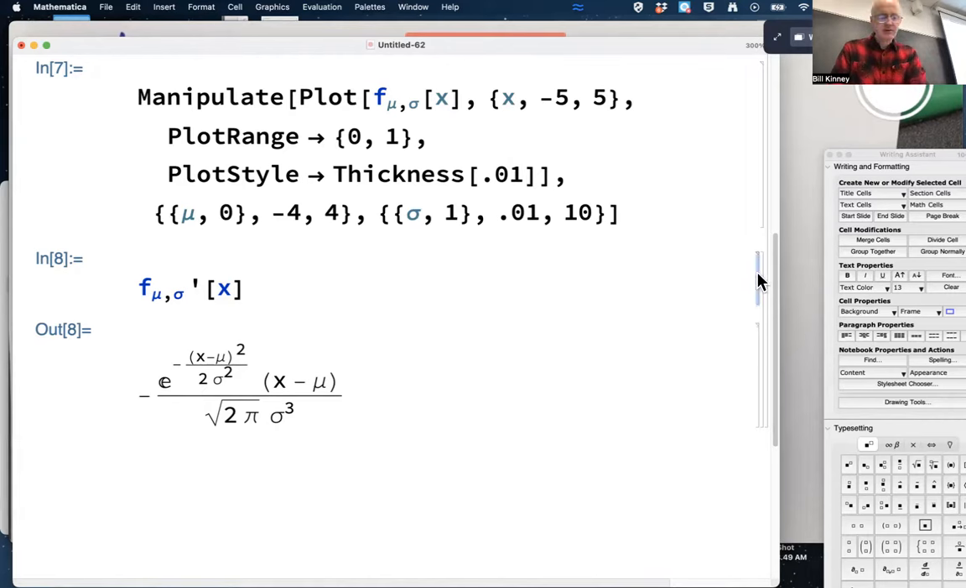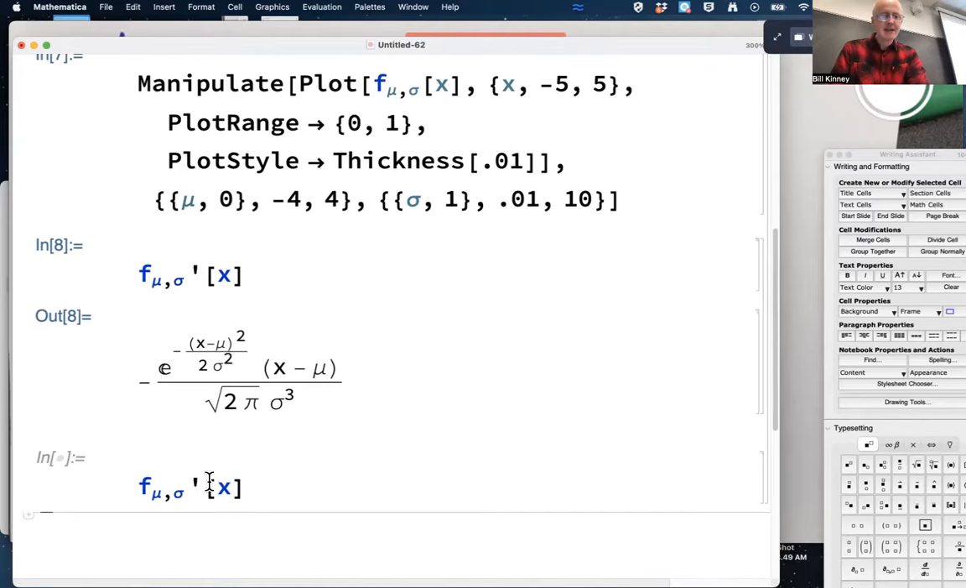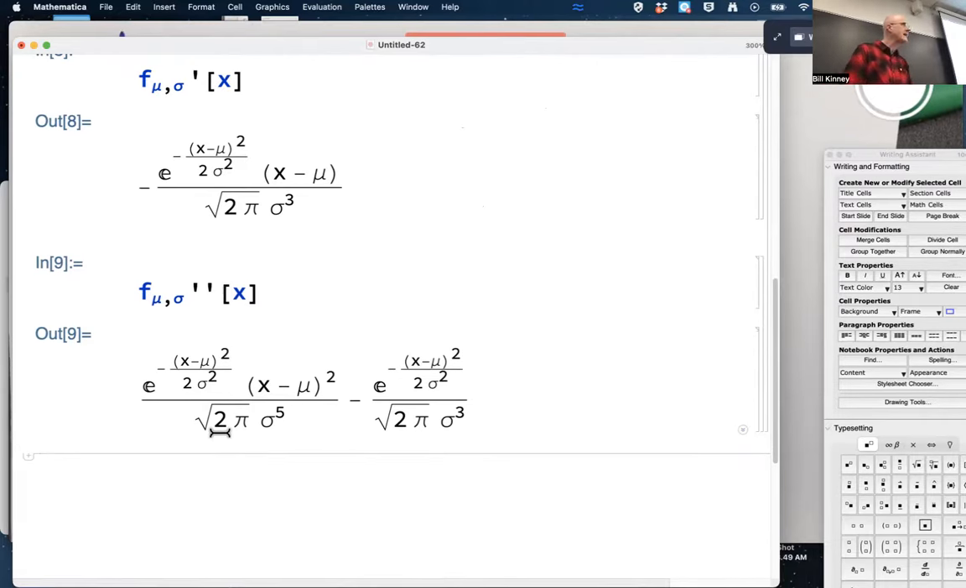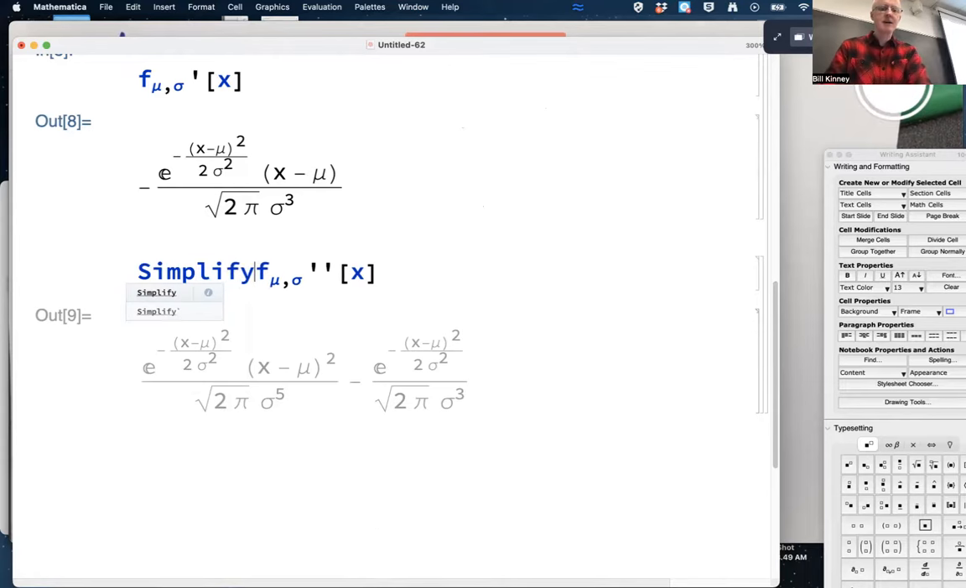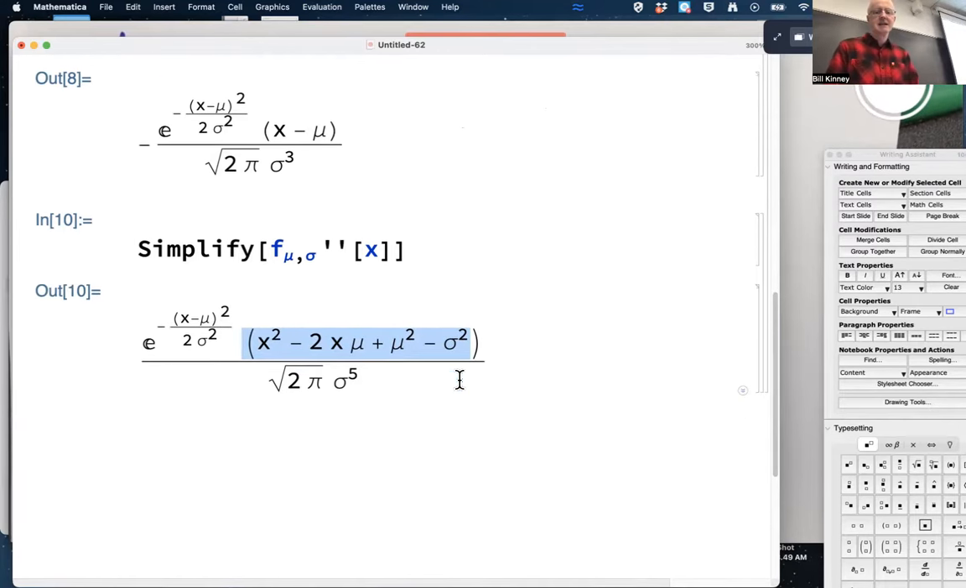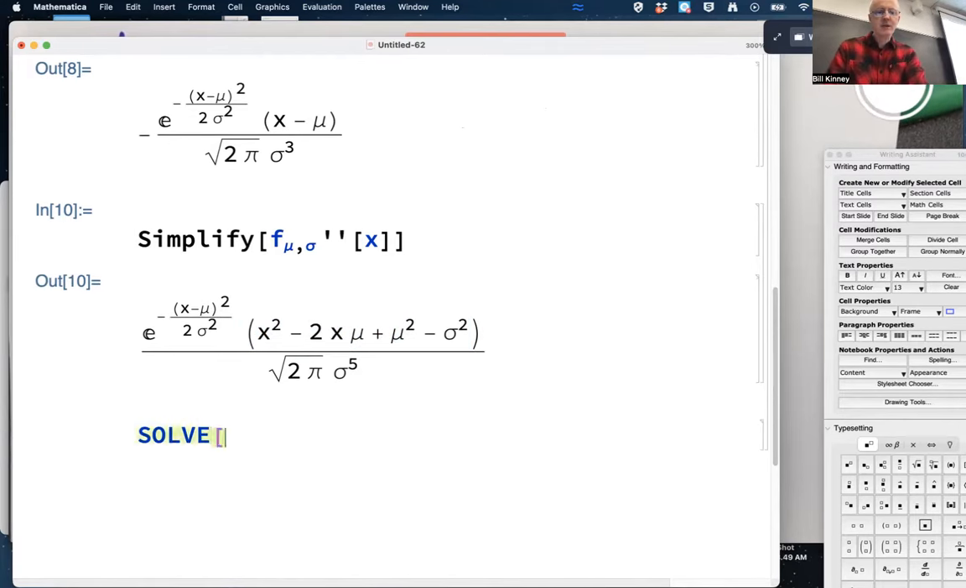And what's the second derivative? I can copy and paste this and add an extra prime in there. Well, it's a little bit more complicated. If I put this inside simplify, well, it's a little bit better. The inflection points would be where the second derivative changes sign. That must be where this thing is 0. It's a quadratic in x. You could use the quadratic formula.